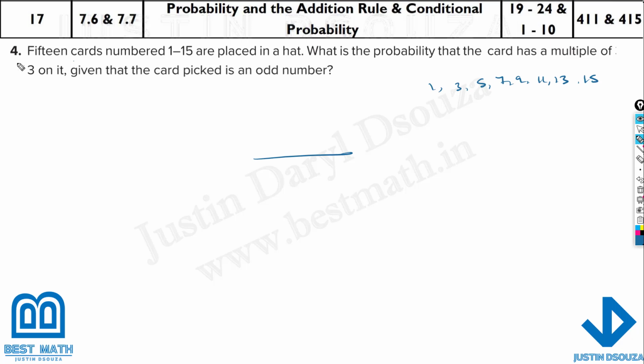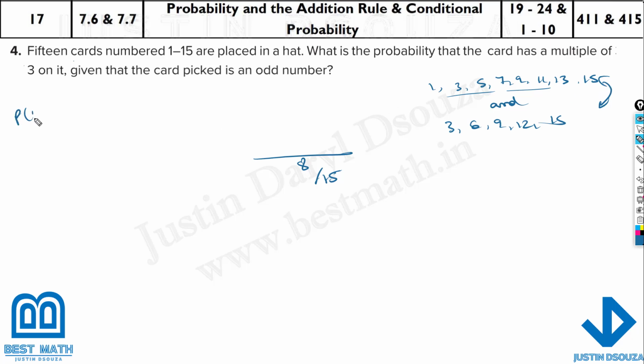Why is it important? Because we also need the second one. Now, I'll just write this out. It's 8 out of 15. But what are the multiples of 3? First, write the multiples of 3. It's 3, 6, 9, 12, 15. Don't write 5 here. What are the common ones? Because we need this and this. These both, isn't it?